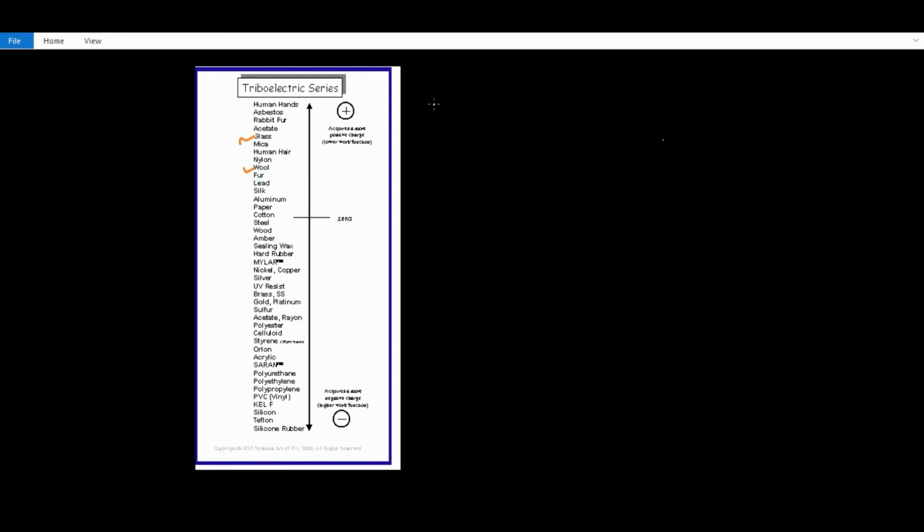So glass is present at the top. It is higher up in the triboelectric series than wool. So when glass and wool are rubbed against one another, the glass rod becomes positively charged and the piece of wool becomes negatively charged.